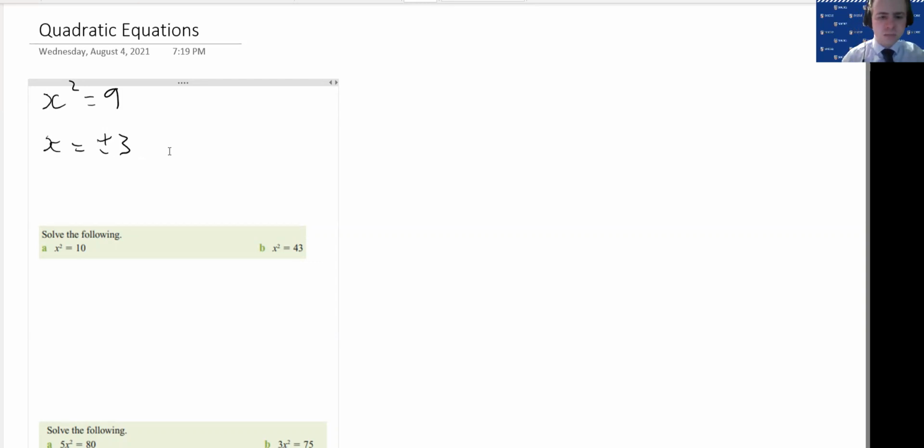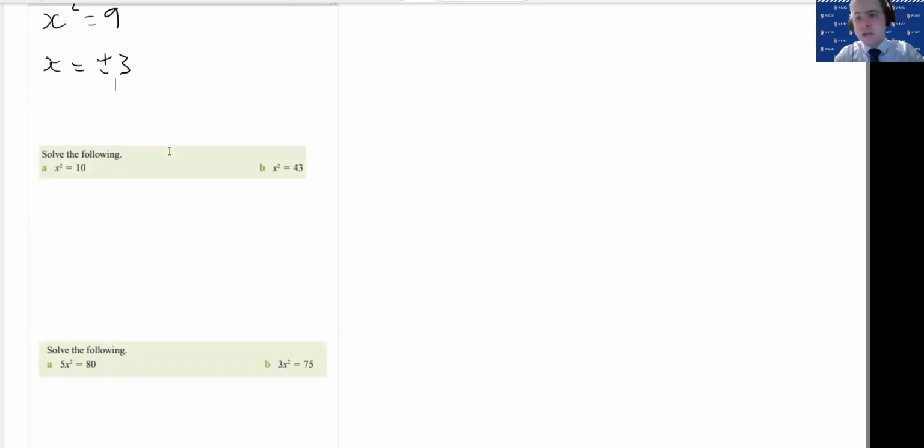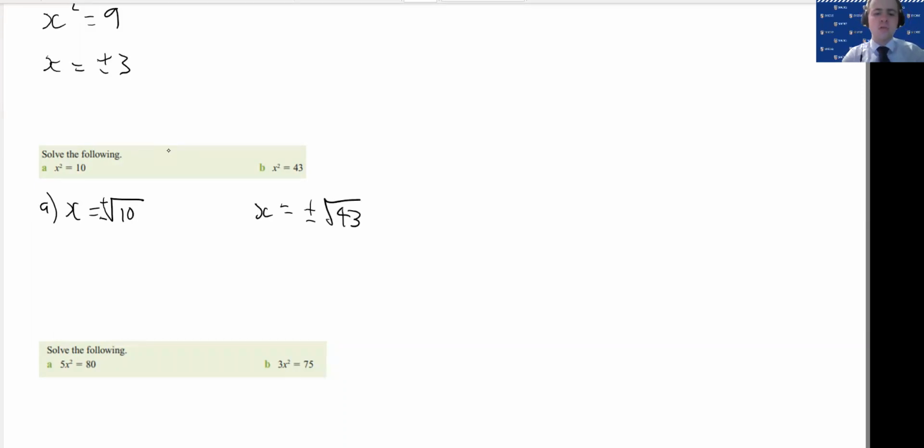Now, what we need to do is recognize that this works even if the number on the other side of the equation isn't a perfect square. So if I have this example a here, when I square root both sides and I get the square root of 10, I have to remember to put a plus or minus in front of that square root. The square root of 10 can be positive or negative. In the same way, x equals plus or minus the square root of 43 will give us the answer to this equation here.